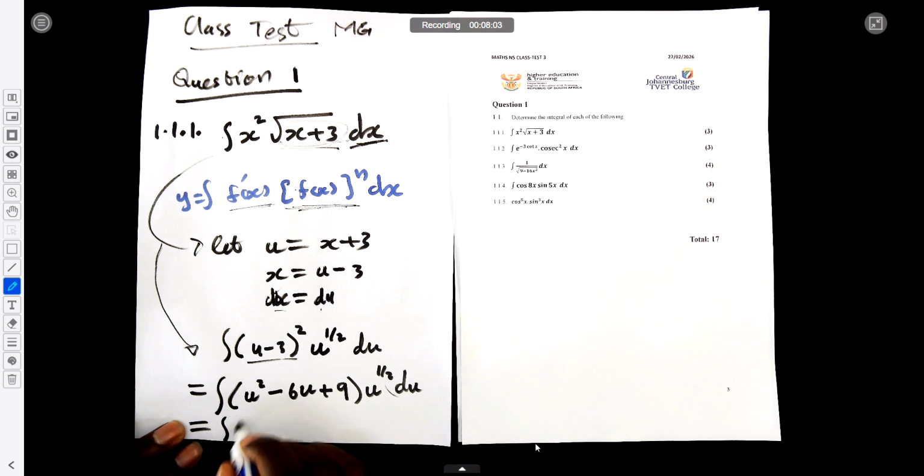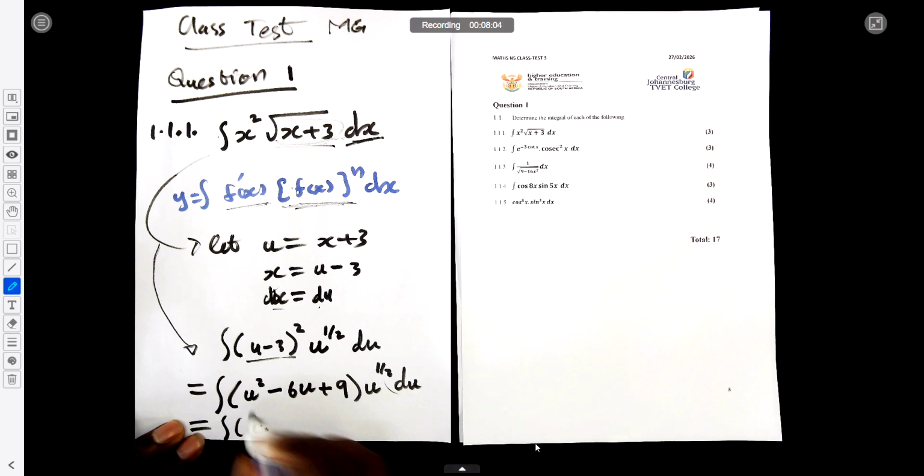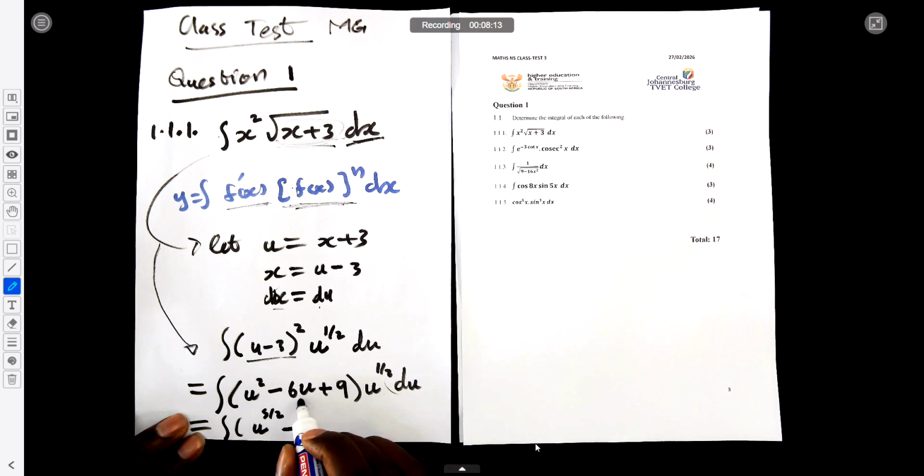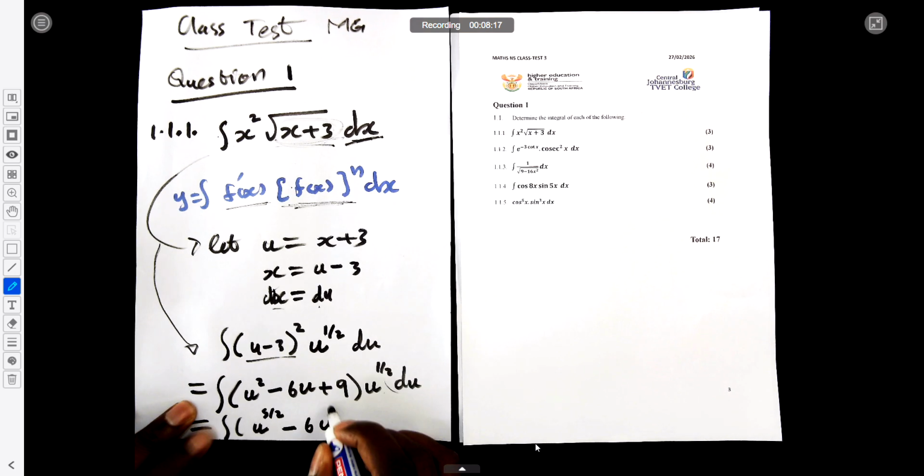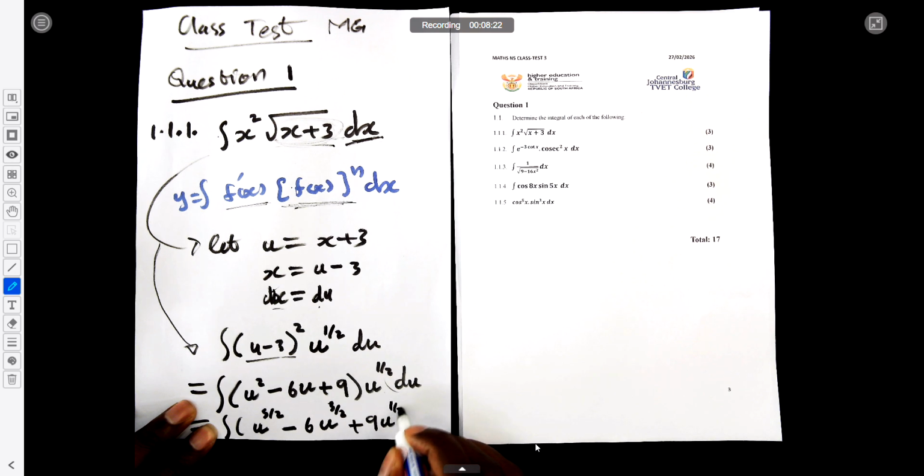When you multiply out, we have u. When you add the exponents, half plus 2, it's 5 over 2, isn't it? Therefore, minus u times 6u, 6u to the power of 3 over 2. Therefore, plus 9 times u to the power of half.